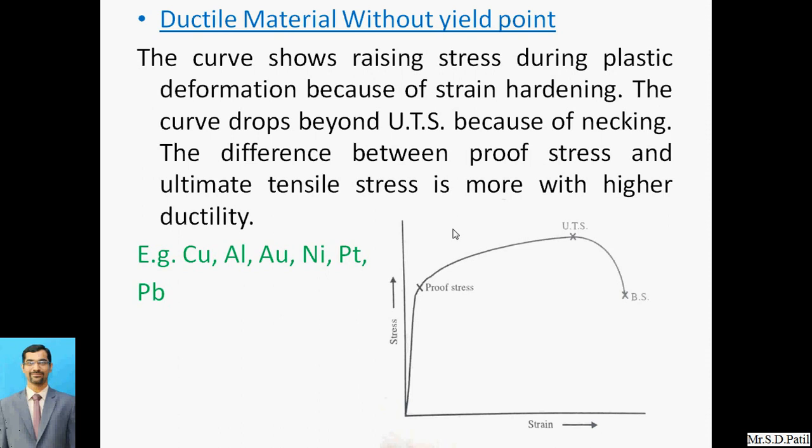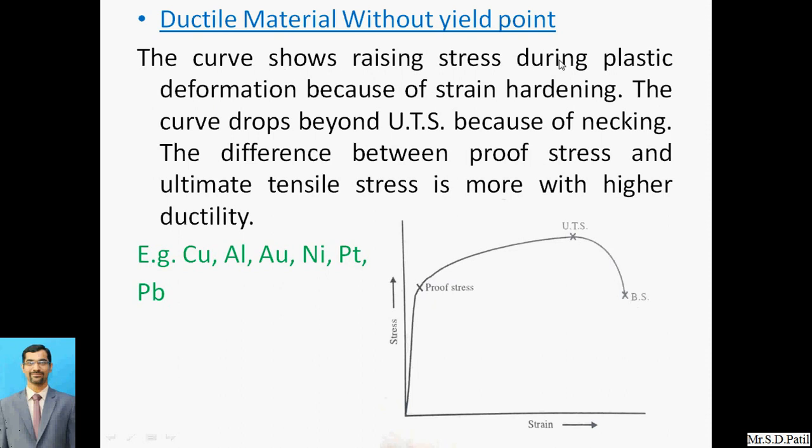First of all, the ductile material without a yield point. Here we can see the stress strain diagram for the ductile material without any yield point. Basically copper and aluminium are ductile materials but they do not have any kind of yield point. After the elastic limit, the curve directly reaches its UTS point, the ultimate tensile strength, and then the breaking will be there.